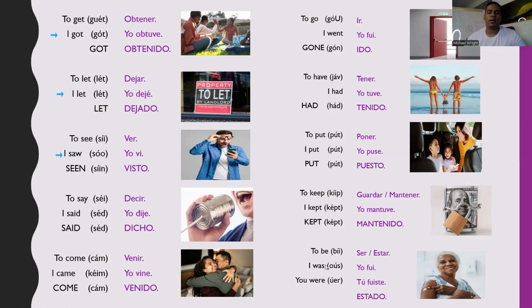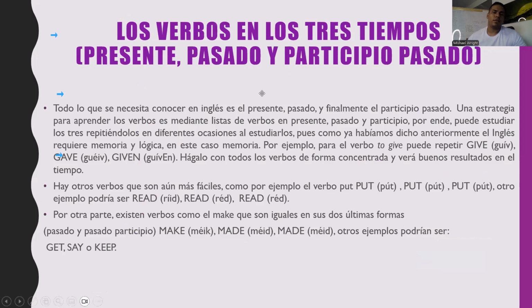To be, I was, you were. Those are the two forms of the verb to be in past, and in past participle it would be been. Okay, so next I have a strategy. You can study these verbs in different ways. You can, for example, review the verbs in three ways.